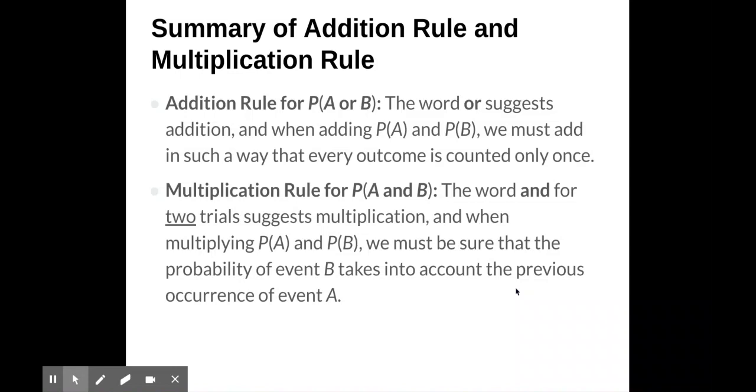So here's kind of a summary of these addition and multiplication rules. When you see the word or, think addition. First thing you should do is identify, are these 2 events mutually exclusive? Are they disjoint? And then use the appropriate addition rule from there. If you see the word and for 2 trials, you need to think multiplication, and you want to identify, are these events independent or are these events dependent, and go from there.